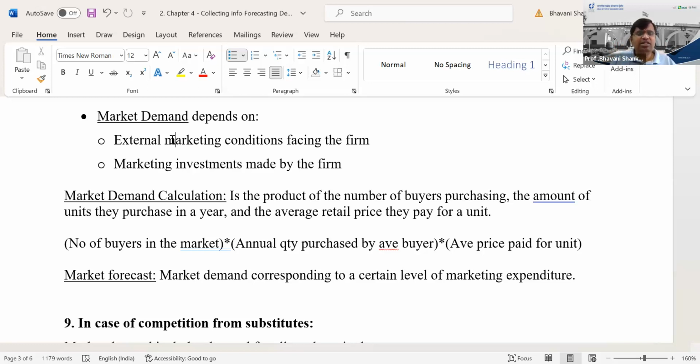So then let us look at the formula for market demand calculation. It is the product of the number of buyers purchasing, the amount of units they purchase in a year, and the average retail price they pay for a unit. Okay. So number of buyers multiplied by annual quantity purchased by an average buyer multiplied by average price paid by the buyer will help you to figure out the market demand in terms of rupees.